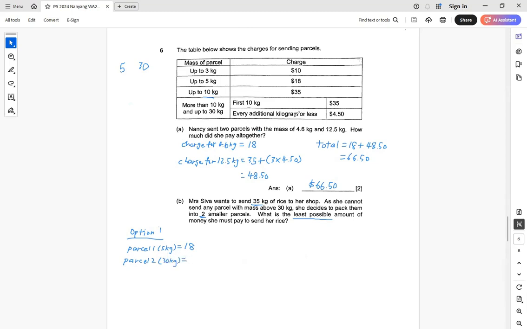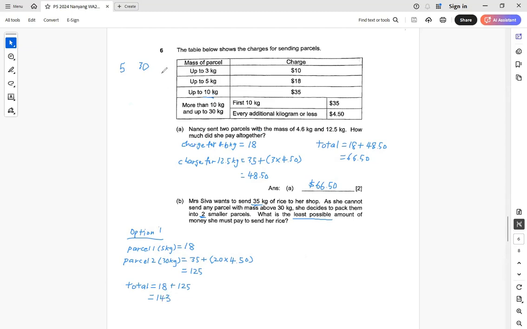The charges will be, first, definitely the first 10 kg is $35, that's for sure. Then the remaining, you minus away 10, is 20 kg. So it'll be 20 times $4.50, because each kg is $4.50. Let me just write this properly. You key this in your calculator, you will get $125. So the total for option 1 will be 18 plus 125, which is $143.